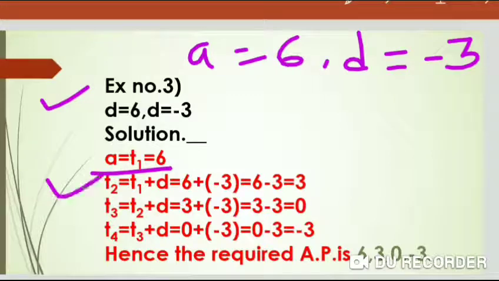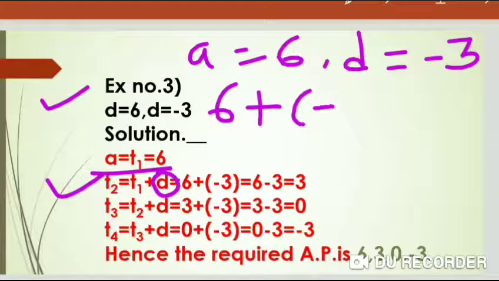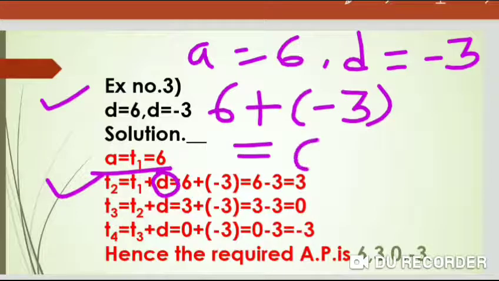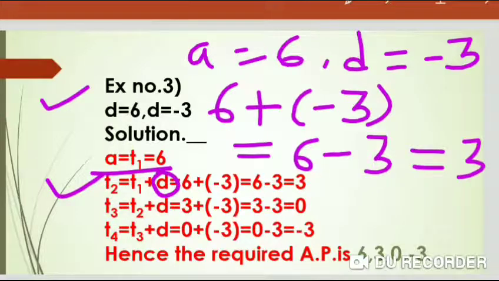Now how do we obtain the second term, that means T2. Here we have to add the common difference D to the first term, which is 6. Here we have to write down 6 plus the common difference, minus 3. Okay. Here we have to solve the bracket. 6 plus minus becomes minus. Therefore, the sign of 3 is minus. And here we write down 3. Now see, 6 minus 3 is equal to 3. Okay. See here we get the second term is equal to 3.